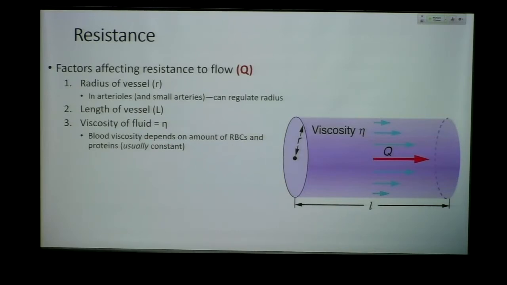Okay, so viscosity, length, and radius are the three important factors. So radius is going to be this aspect, right? How big is the lumen? Viscosity is going to be how thick is the fluid, and length is going to be how long is that vessel. These three things determine resistance.